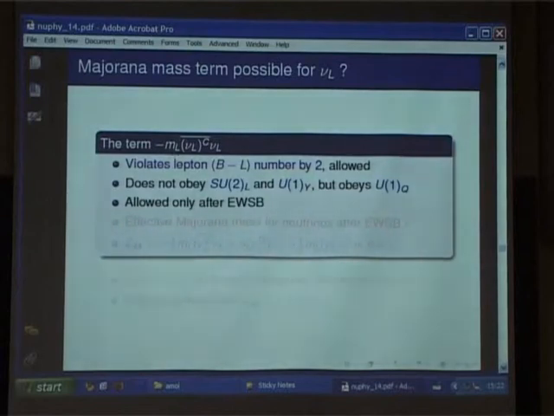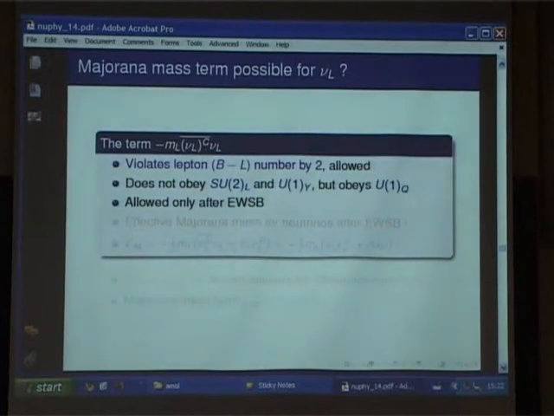So I can try to write a term that looks like m_L nu_L^c bar times nu_L. Now clearly this violates lepton number by 2. However, this does not obey SU(2)_L. You will agree with me? This is a doublet, and this is a doublet. SU(2)_L is not obeyed. It does not obey U(1).